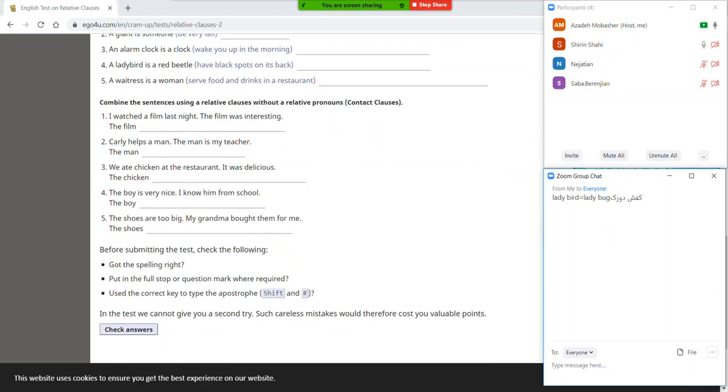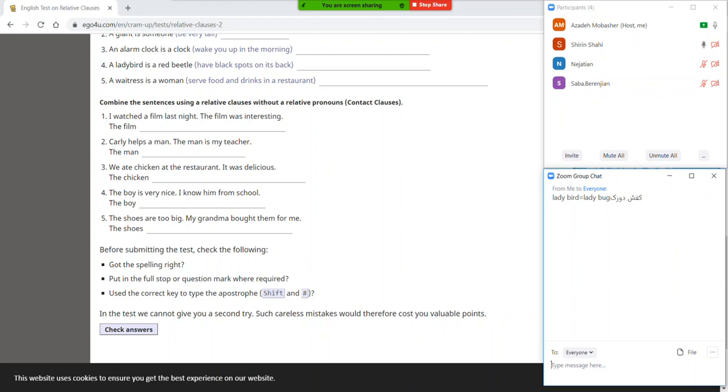Combine the sentences using a relative clause without a relative pronoun. I watched a film last night. The film was interesting. The film that I watched last night was interesting. Okay, now without the pronoun. The film I watched last night was interesting. Yes, very good.